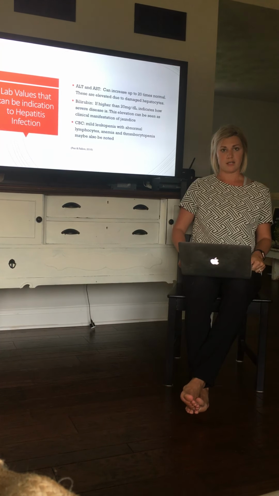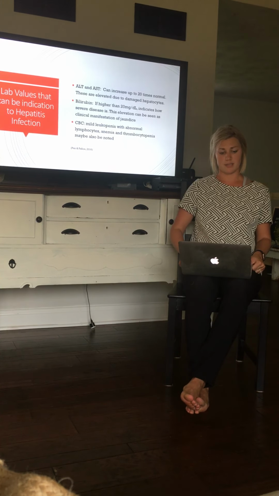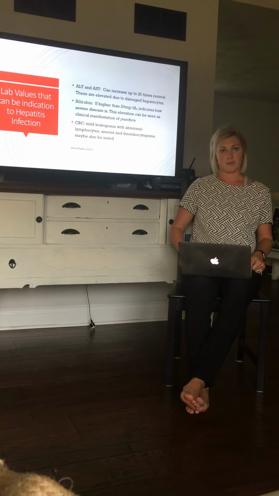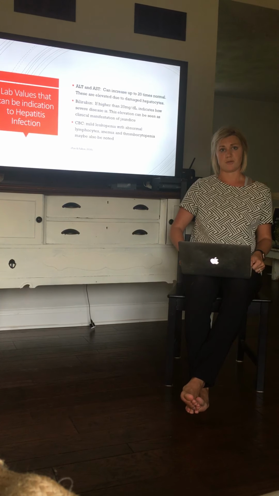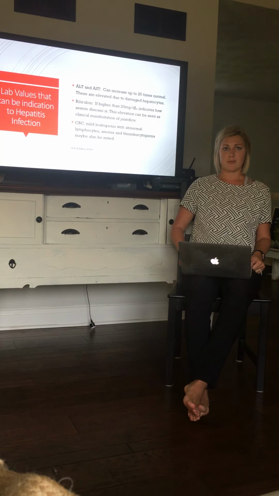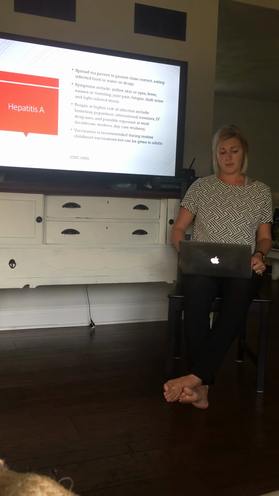So some lab values that might be an indication that there is a hepatitis infection, and when you would want to order the hepatitis panel. The liver enzymes, if they are elevated, can be seen up to 20 times the normal value. This occurs because of damage to hepatocytes. Bilirubin, if it's higher than 20, would indicate how severe the disease is, and elevation of this can be seen as jaundice in patients in your assessment findings. The CBC might indicate some mild leukopenia with some abnormal lymphocytes, anemia, and low platelet counts could also be noted.